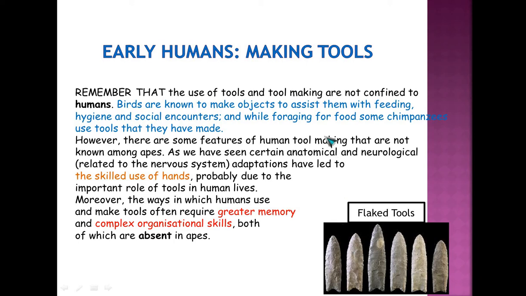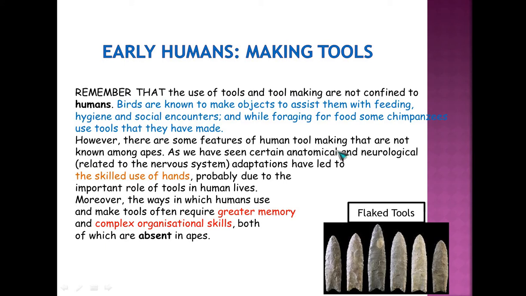You must be thinking who were using the tools. Of course, humans were using it, but it's not just specific to humans. You must have seen birds also using simple tools to make their nest, because they always feed their young ones there, and it has to be hygienic. And while foraging, which means gathering and searching for food, some chimpanzees also use tools that they have made. When I say tool, it doesn't mean that it has to be made with stone and such hard things. That is what we humans do. But of course, birds and even some animals also use tools.